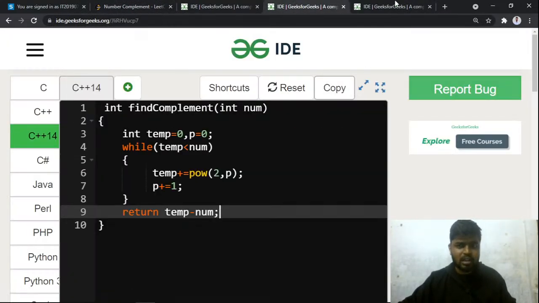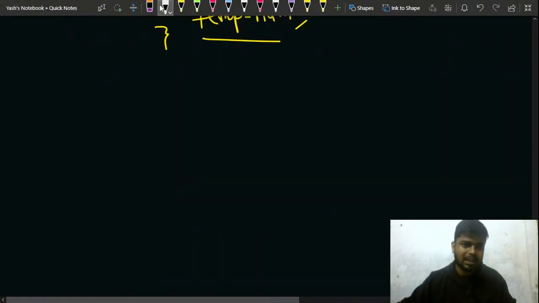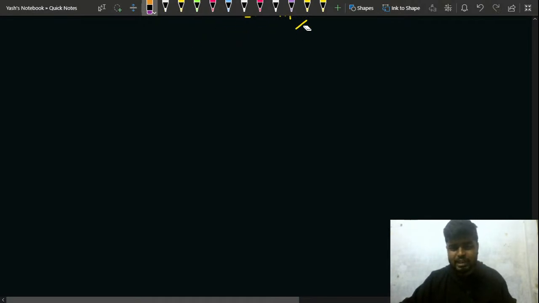Now there will be a third approach that I'll be talking about. There is another approach for this that will be based on bits, right? In that, what I'll be basically doing, let me write it. So now we will talk about approach number 3.